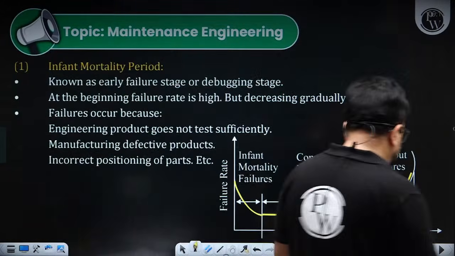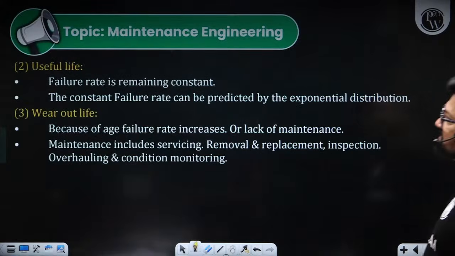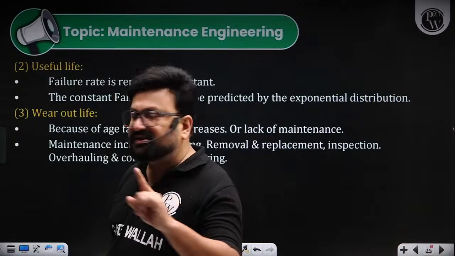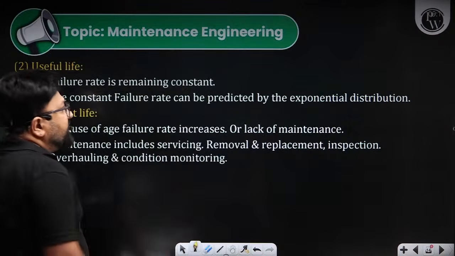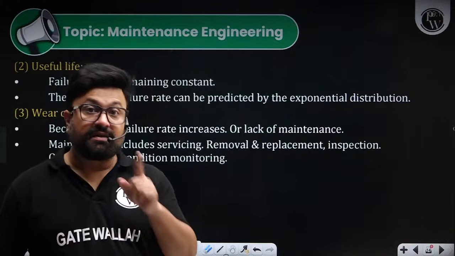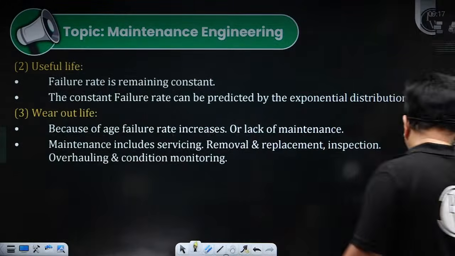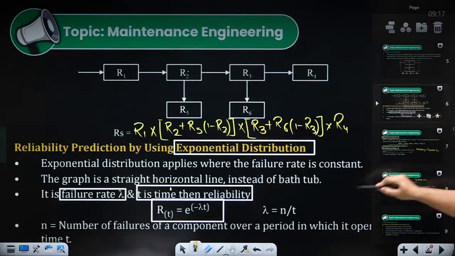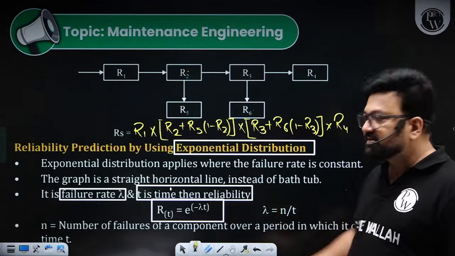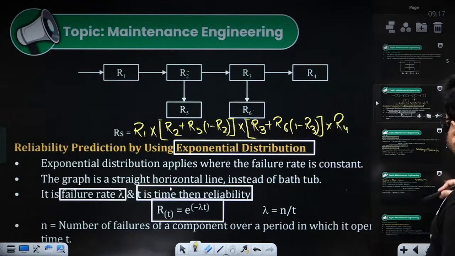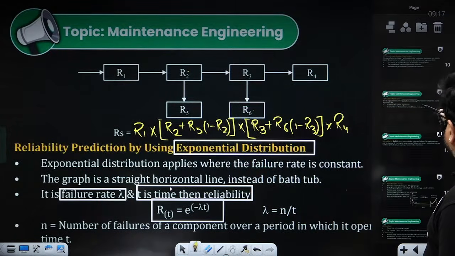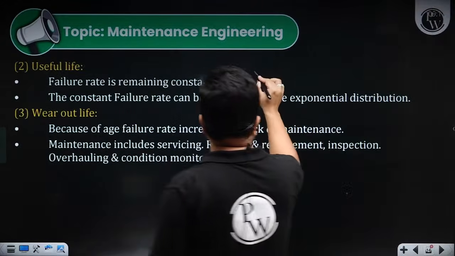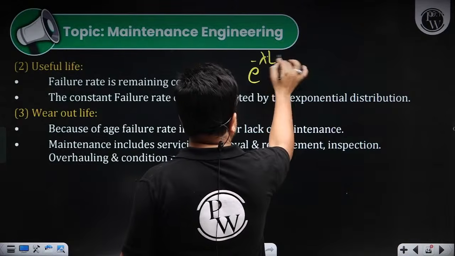After some period of time, the failure rate becomes constant, that is the useful life. Here the failure rate remains constant. You should remember this point. The constant failure rate can be predicted by the exponential distribution. By what formula? By this formula. Remember, by this formula you can calculate the useful life or reliability: e to the power minus lambda t. Okay, e to the power minus lambda t.